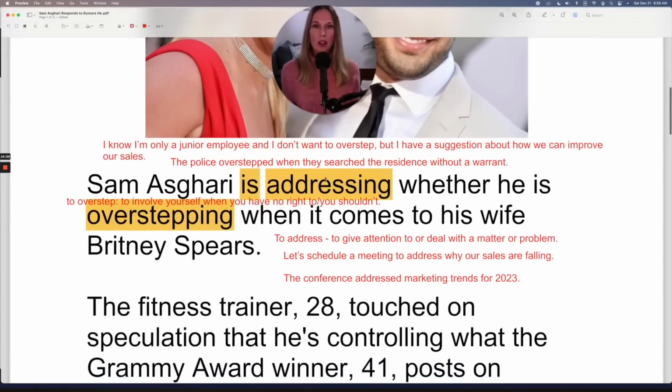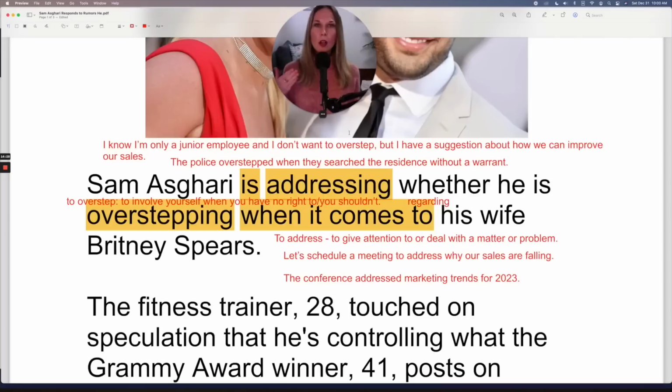Okay. So Sam Asghari is dealing with addressing whether he is overstepping when it comes to his wife, Britney Spears. When it comes to, this is good as well. This is another way of saying regarding.